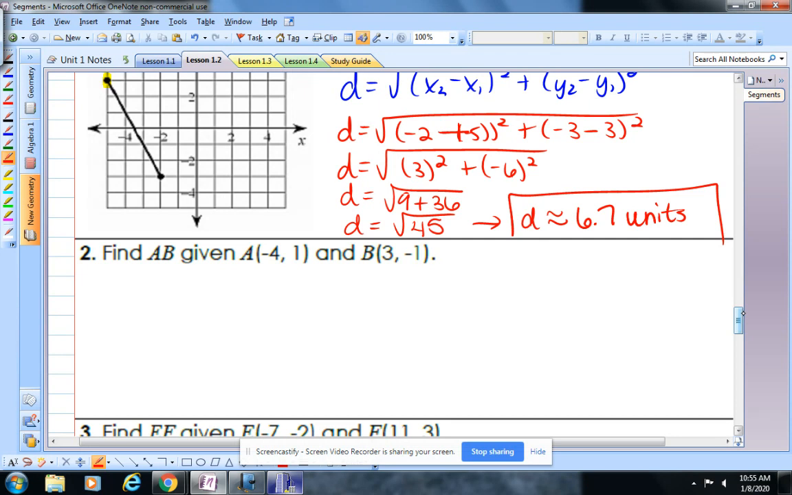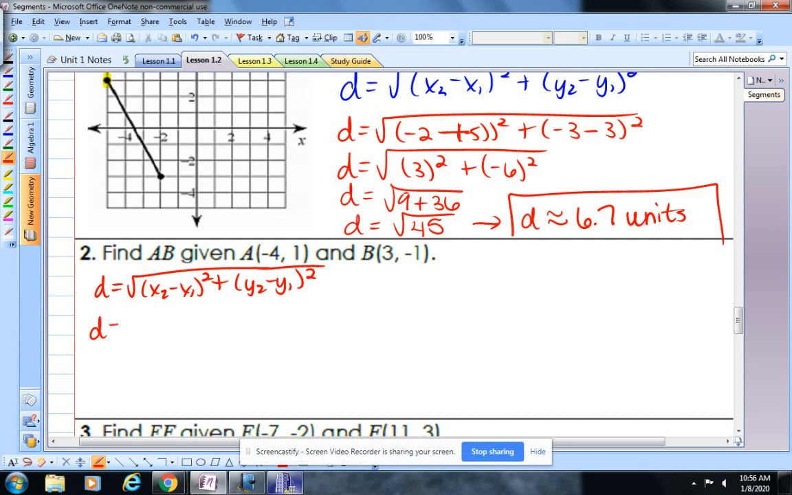So number 2, they didn't give you a graph. Did they? No, they just gave you the ordered pairs. That's fine. That's simpler for us. We don't have to look and pick out those points. Okay? So we're going to plug it into the formula. D equals big radical, parentheses, x2 minus x1, parentheses, squared, plus y2 minus y1, parentheses, squared.